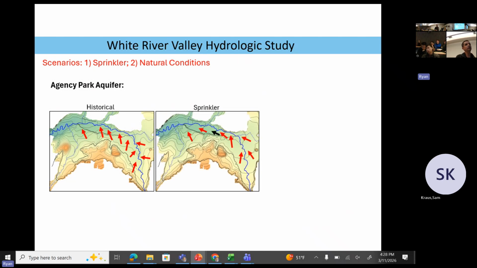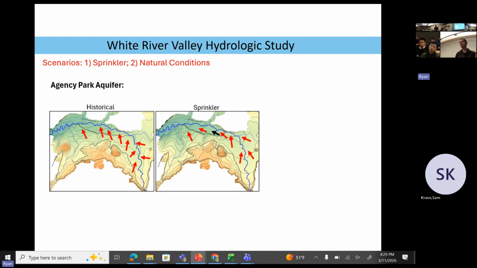Now, if you change the sprinkler, you don't need as much water on your field because you're more efficient, so you're going to divert less water from the river. You still have the same crop ET, you just don't need as much water because you're not going to have runoff and recharge off of those fields. We feel like you're going to have about 40% of your historical diversions.